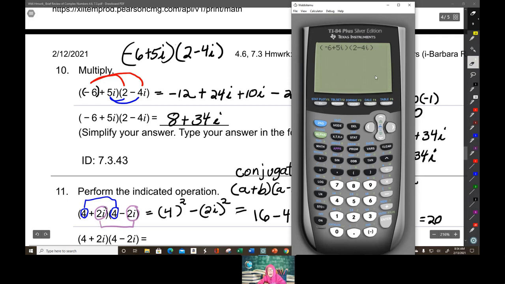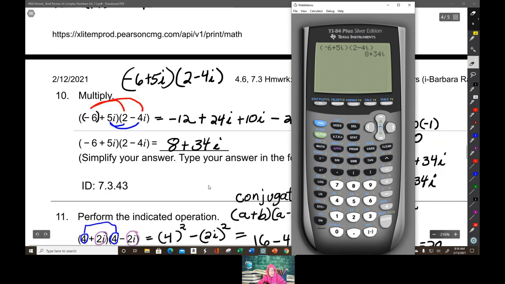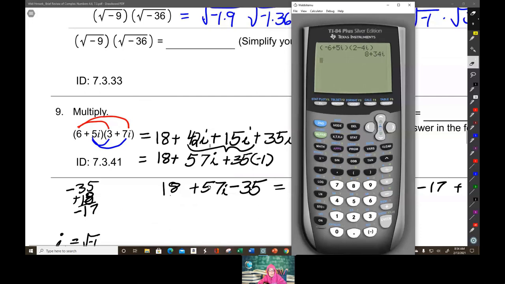There I go. I am multiplying two complex numbers. They're not conjugates, they're just different complex numbers. And for some reason, I'm multiplying them. I hit enter. 8 plus 34i. And I'm sure that the calculator is saying, these humans think that's such a big deal.